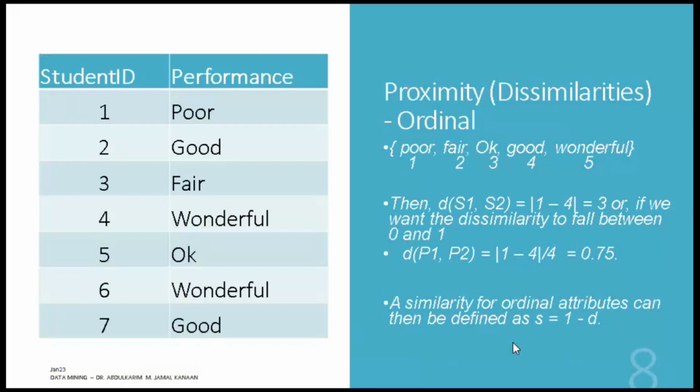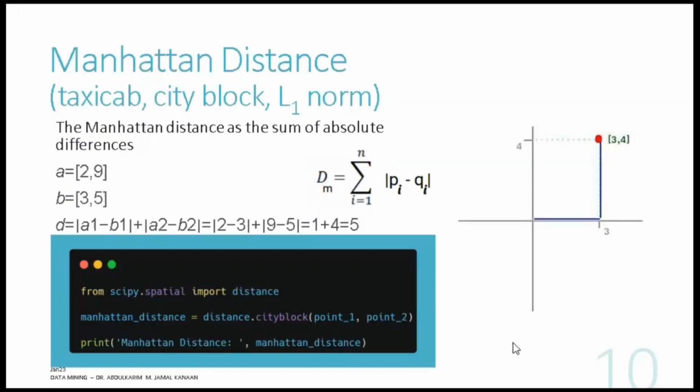Now let's go and discover what measurements we have. Let's start with the first one. The first rule is called Manhattan distance, or you can call it taxi cab, city block, or L1 norm, all referring to the same measurement, just with different names. Manhattan distance is actually quite easy. It is just the sum of absolute differences.